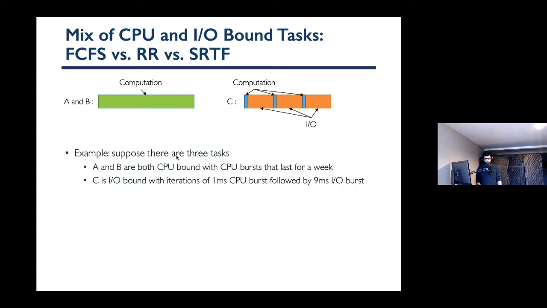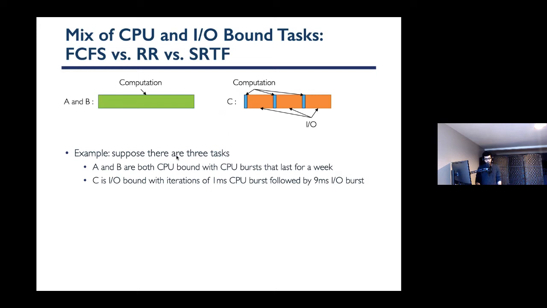Now let's run through an example comparing FCFS with round robin and SRTF. This is one of those examples with reoccurring behavior. Let's say we have two tasks, A and B, and let's assume that A and B are really long, just CPU burst forever, let's say, for a week or so.